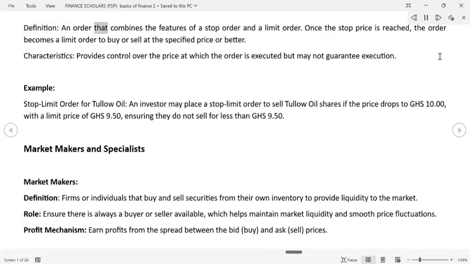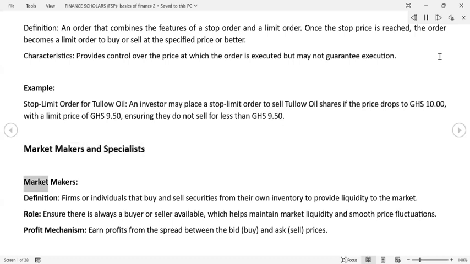Stop limit order. Definition: an order that combines the features of a stop order and a limit order. Once the stop price is reached, the order becomes a limit order to buy or sell at the specified price or better. Characteristics: provides control over the price at which the order is executed but may not guarantee execution. Example: stop limit order for Tullow Oil. An investor may place a stop limit order to sell Tullow Oil shares if the price drops to GHS 10.00, with a limit price of GHS 9.50, ensuring they do not sell for less than GHS 9.50.